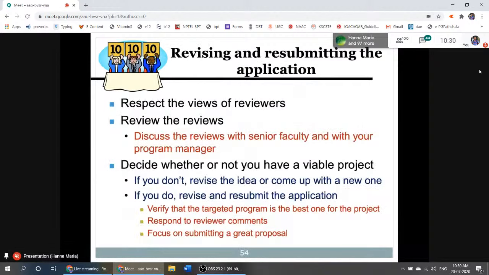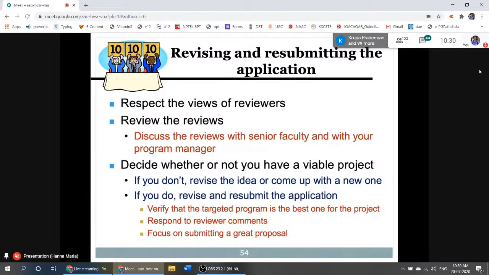So when you submit a proposal, there are different possibilities. Sometimes, if you are lucky, the proposal could be accepted without any change. But very often, I would say around 65-70% of my proposals came back for revision. So you have to really respect the reviewers' comments.